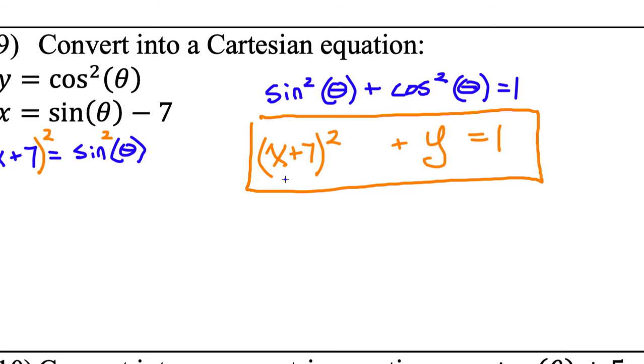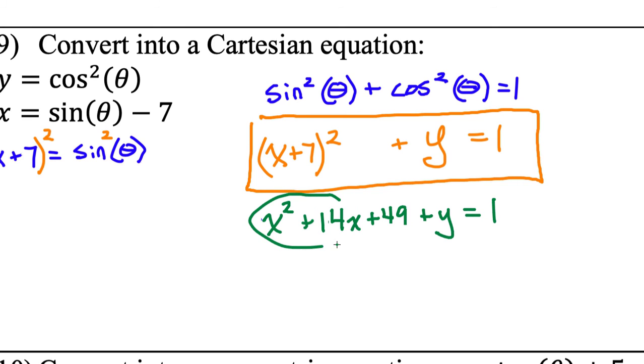I'm just going to multiply this out first. So I'm just going to square the first. Let me choose a new color. Square the first. Double the product. 7 times x is 7x. Doubling that is 14x. So 14x, and then squaring the last, plus 49, is being added to my y is equal to 1.